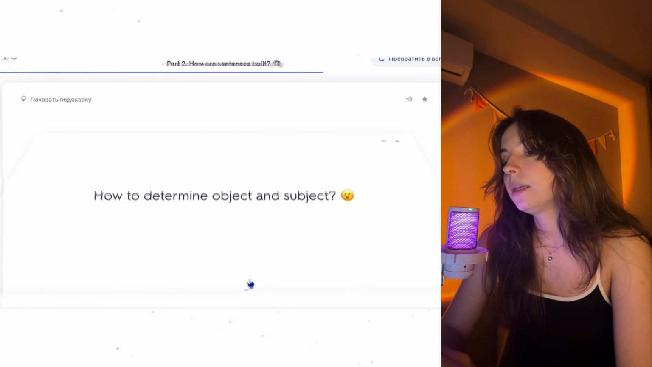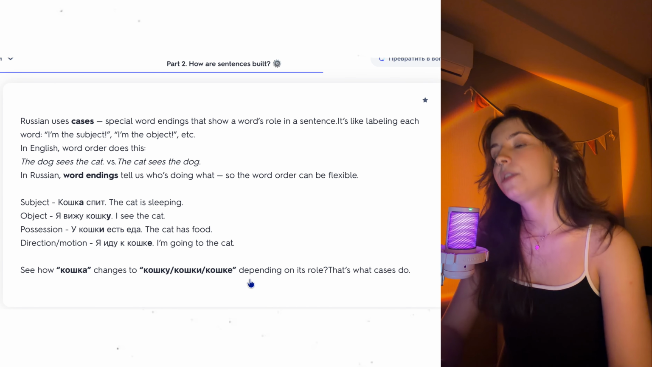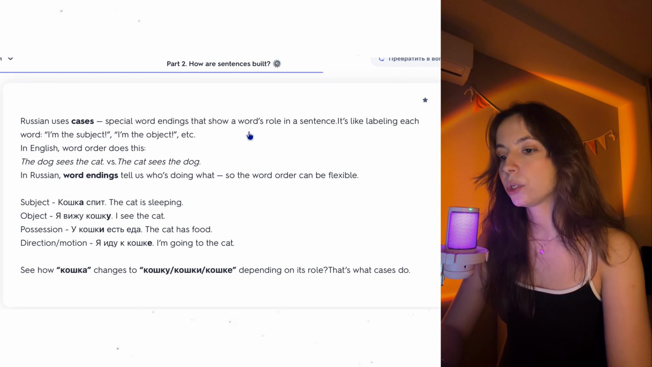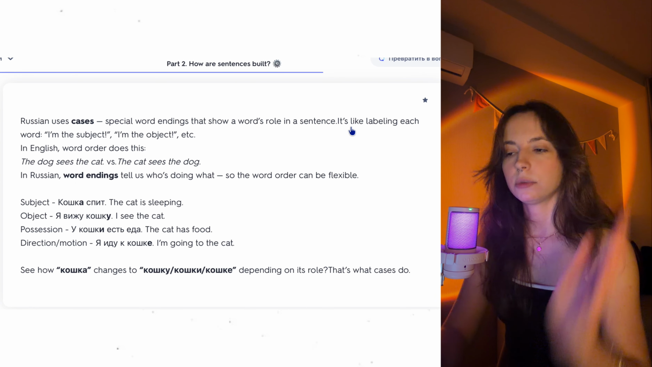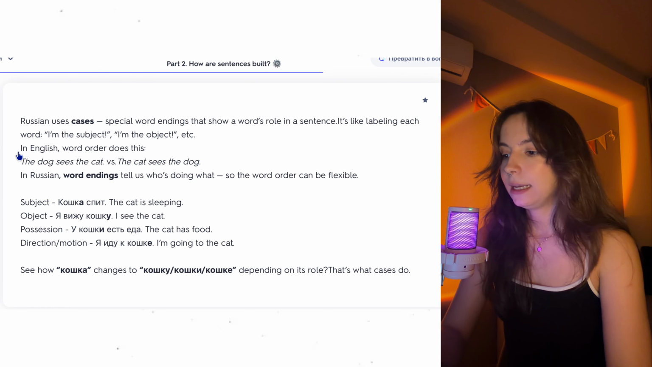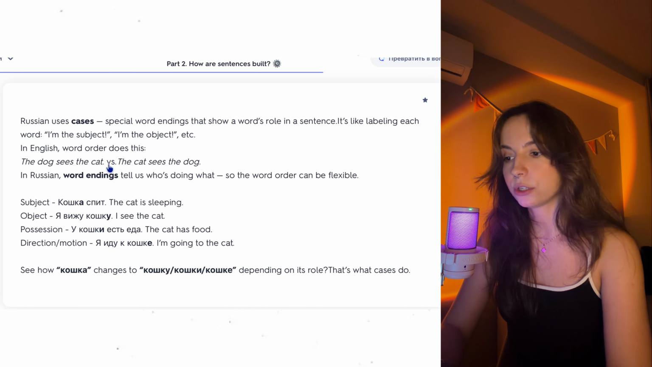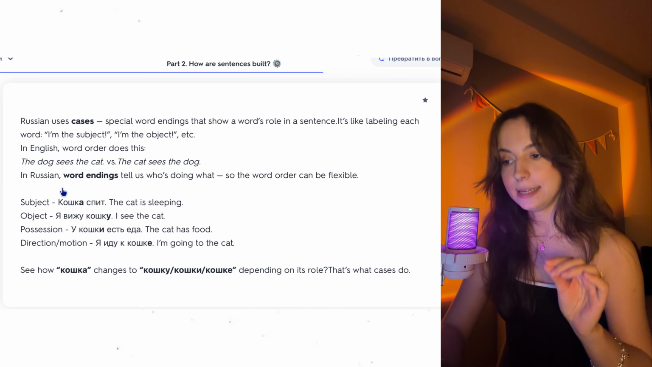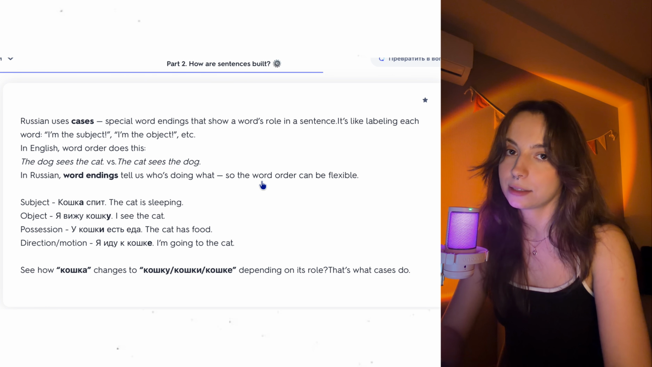How to determine object and subject? For this, Russian uses cases. They're special word endings that show a word's role in a sentence. It's like labeling each word: I'm the subject, I'm the object, etc. In English, word order does this. The dog sees the cat versus the cat sees the dog. In Russian, word endings tell us who is doing what. So the word order can be flexible.